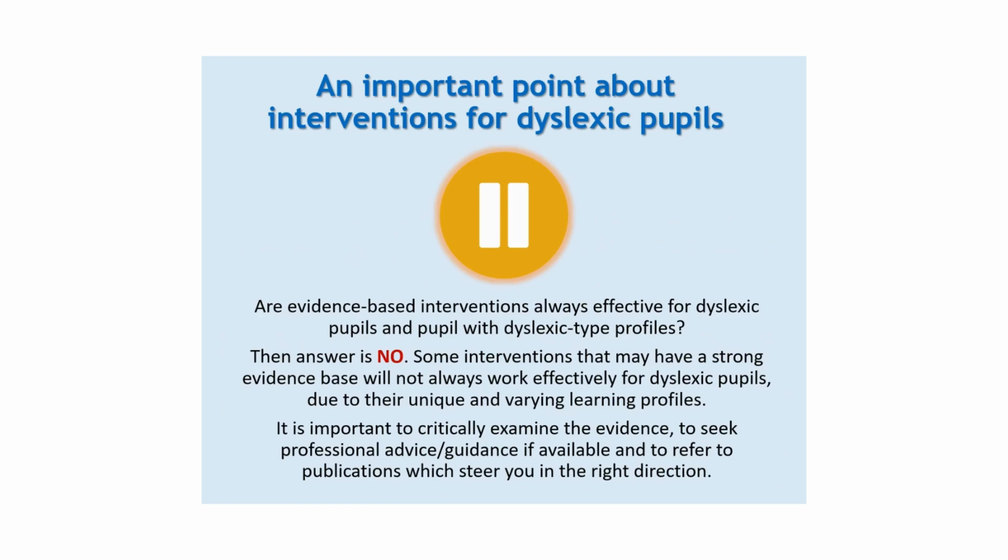An important point about interventions for dyslexic pupils. Are evidence-based interventions always effective for dyslexic pupils and pupils with dyslexic type profiles? The answer is no. Some interventions that may have a strong evidence base will not always work effectively for dyslexic pupils due to their unique and varying learning profiles. It is important to critically examine the evidence, to seek professional advice and guidance if available, and to refer to publications which steer you in the right direction.